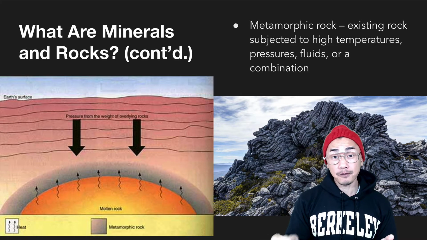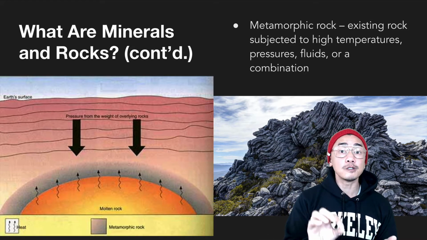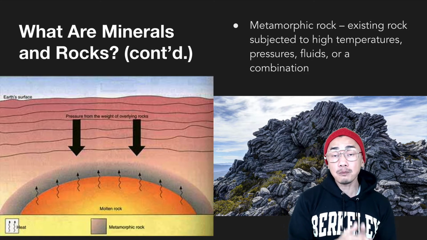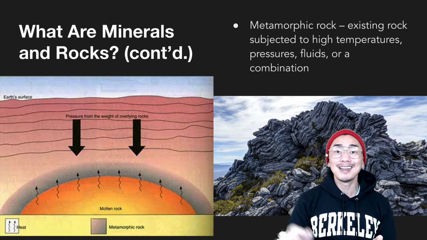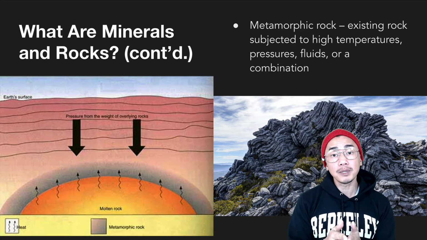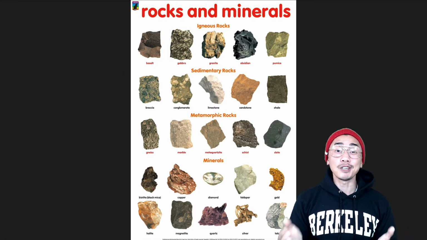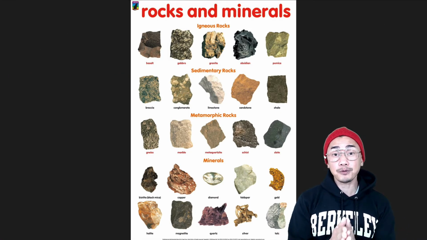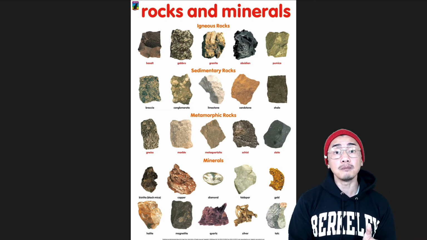The third type of rock is metamorphic rock. Metamorphosis means changing form, and metamorphic rock forms when existing rock is subjected to high temperatures, pressures, fluids, or some combination of them. This image gives several examples of the three different types of rock: igneous, metamorphic, and sedimentary, and the minerals that comprise them.